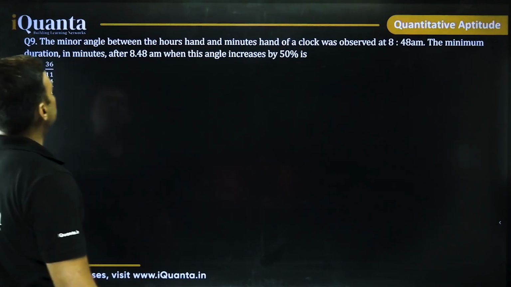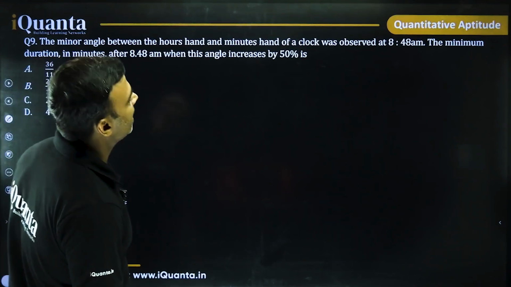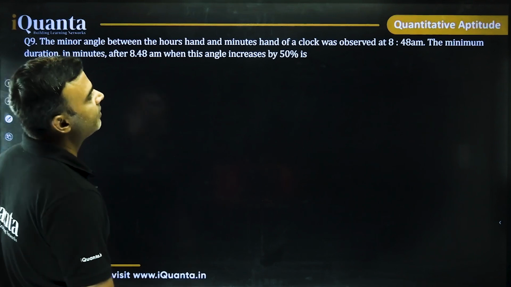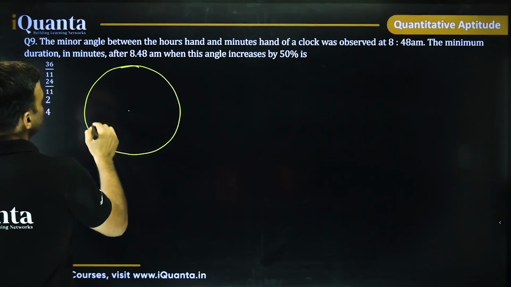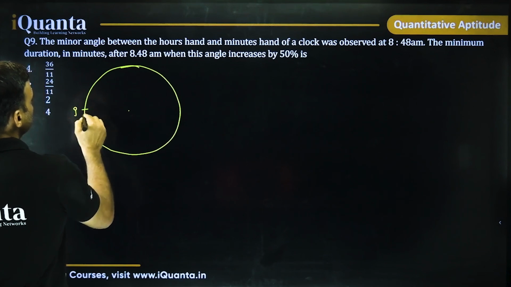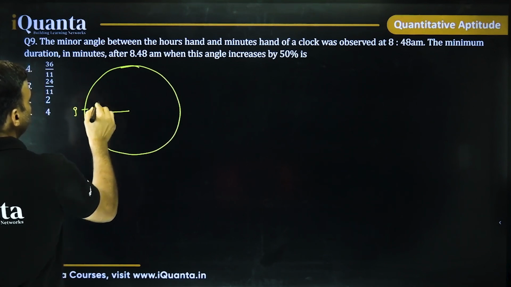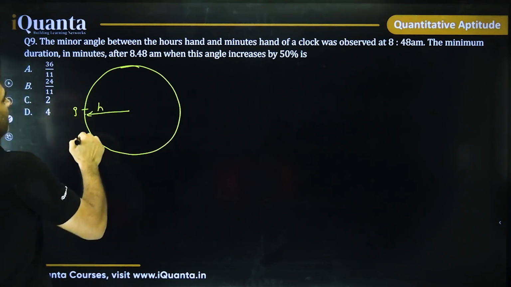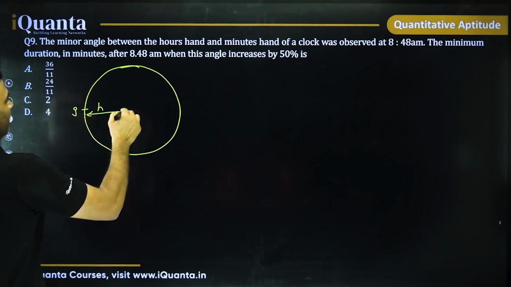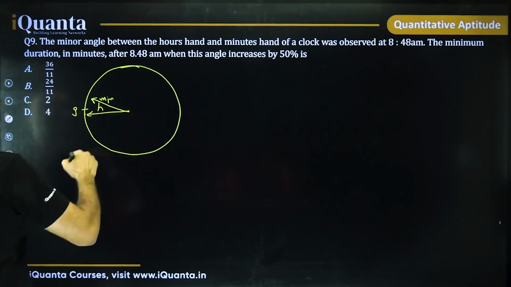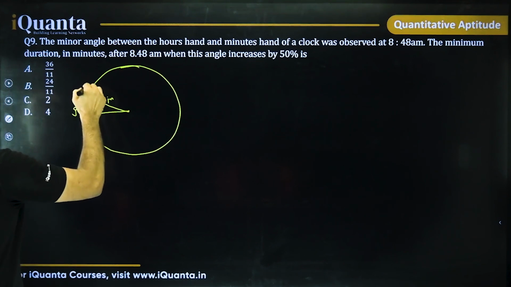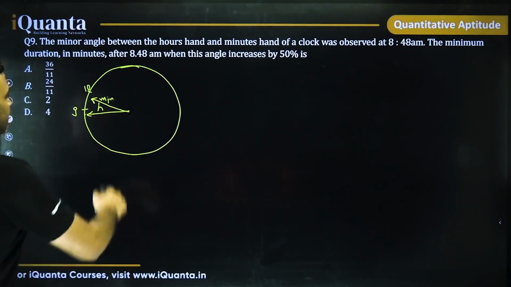The question says the minor angle between the hour hand and minute hand of a clock was observed at 8:48 am. At 8:48, the hour hand should be very close to 9, but below 9, and the minute hand should be slightly above 48. This is the minute hand. The minute hand should be above, right? This is 10. This is the angle that we need to find.